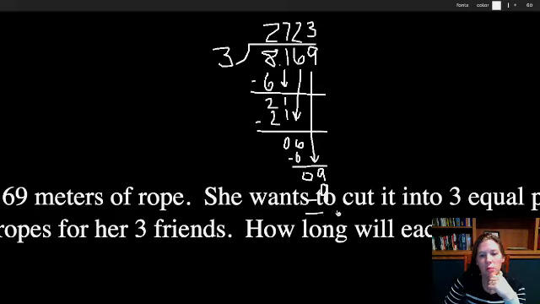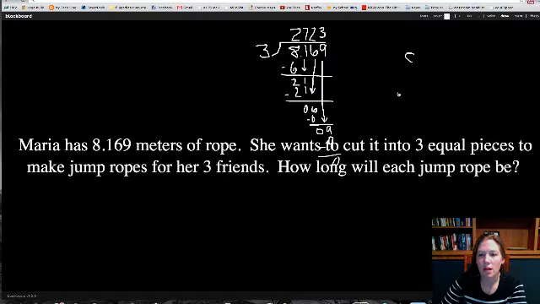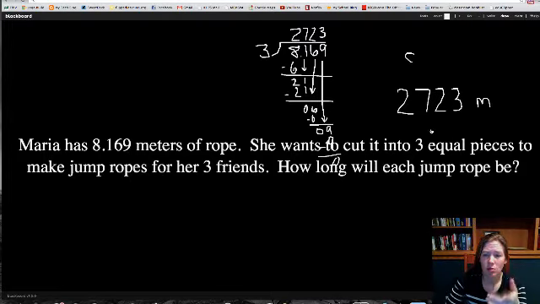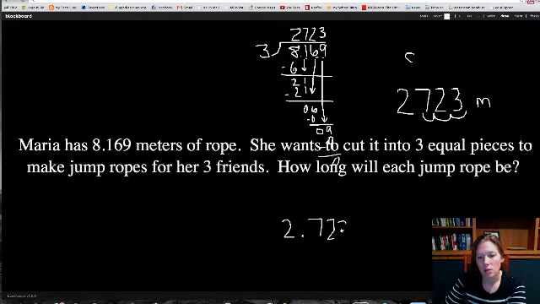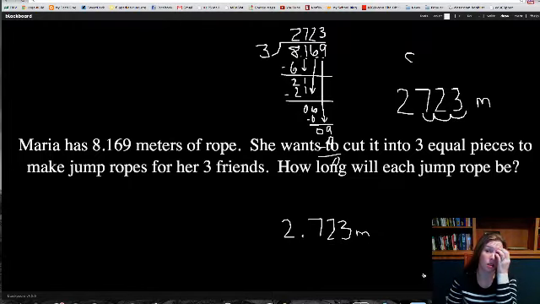I'm going to draw right over my problem. Now I'm done. Am I though? If I have 2,723 meters, just stop and think if that actually makes sense. She has a jump rope that's only 8 and some meters, and I'm saying she can divide it in 3 and get 2,723. So it should be pretty obvious that I forgot my decimal. You notice there's 1, 2, 3 after your decimal, so you need to move it 1, 2, 3. So you end up with 2 and 723 thousandths meters. So there's your example with the decimal.